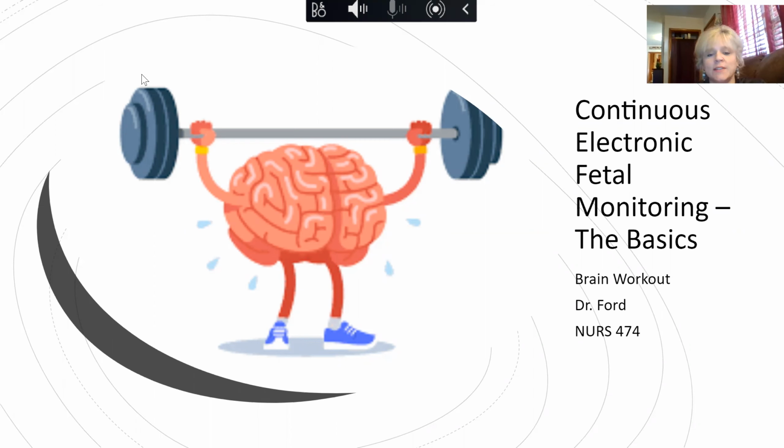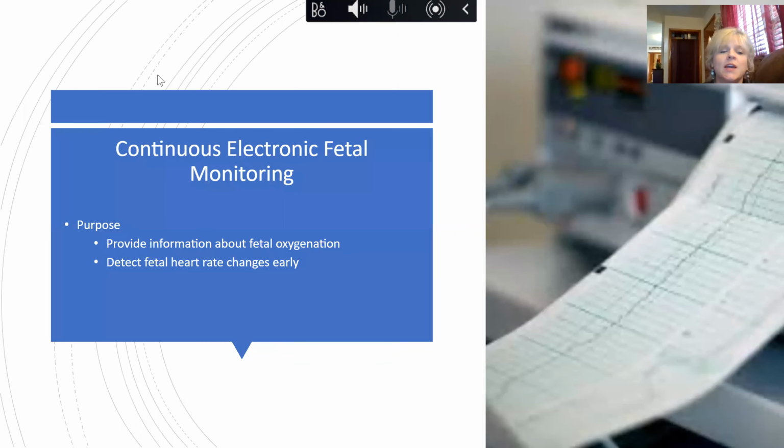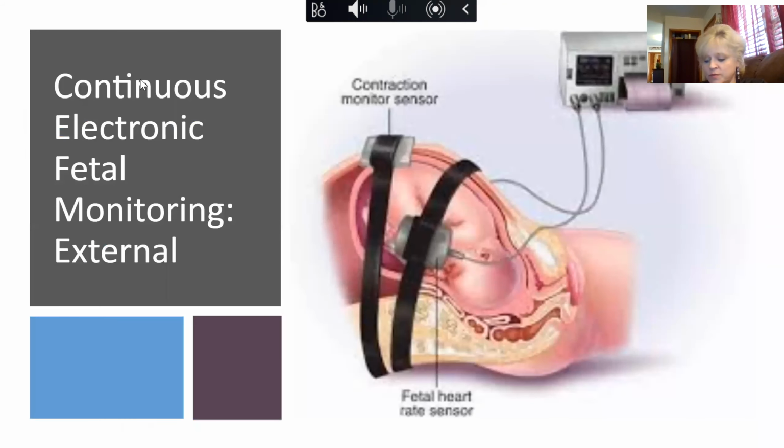So the purpose of electronic fetal heart monitoring is to provide information about fetal oxygenation and also to prevent fetal injury from impaired oxygenation. There's two types of monitoring. External monitoring is non-invasive, and it measures both the uterine contractions and also the fetal heart rate.